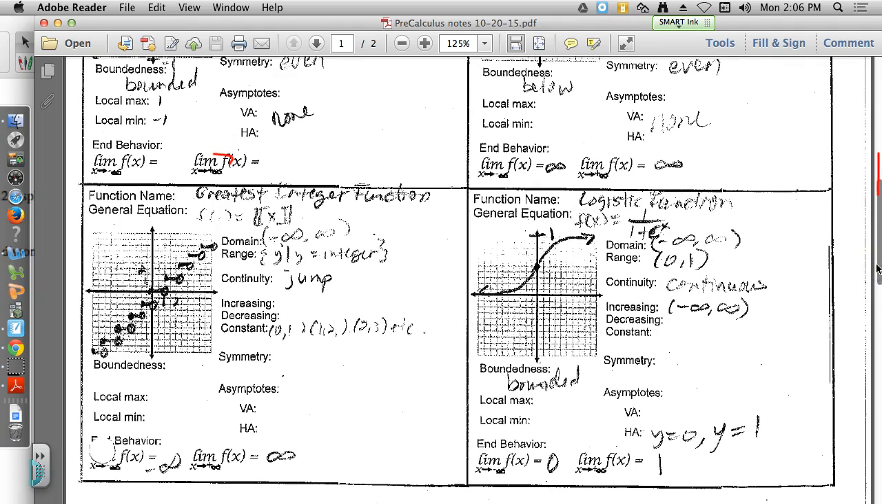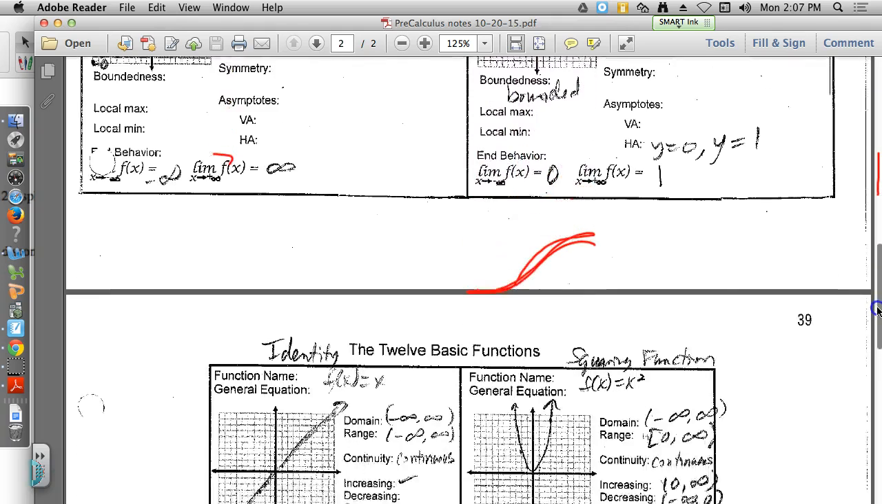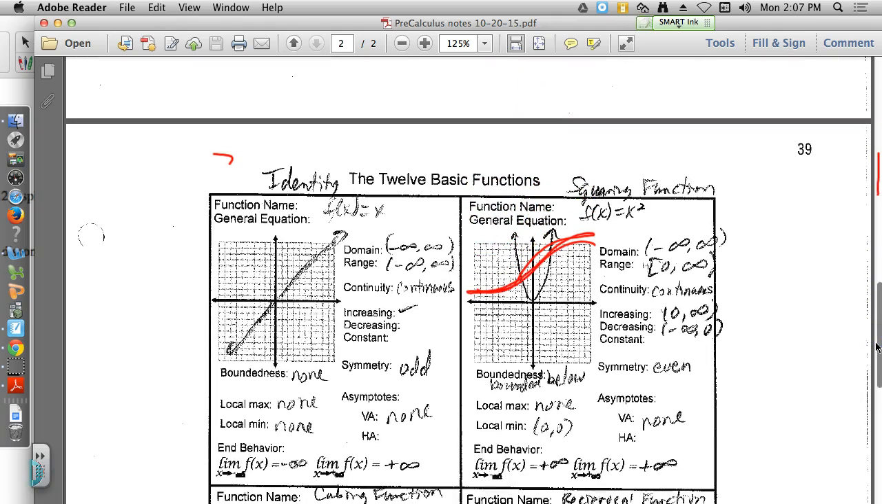Greatest integer function, well, it has this strange little jump that goes through it. And again, that's not going to be increasing over the interval. But logistic, yes. So far, we found 2. We have natural log and we have logistic. The identity, absolutely increasing the whole time.